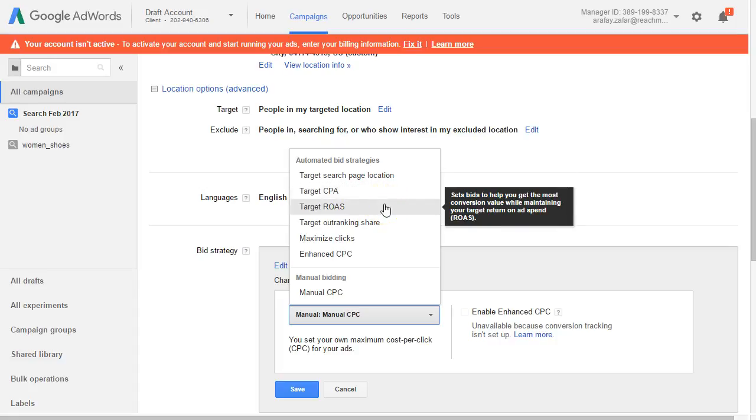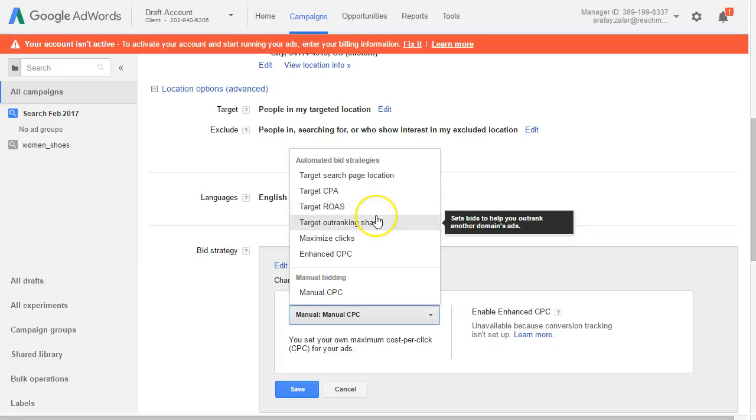And similarly, target return on ad spend. This is mostly for e-commerce sites where the ROI is extremely important because there's a massive variation between the margins, the profit of different products. So, but in most dental offices, this is not a suitable bidding strategy.